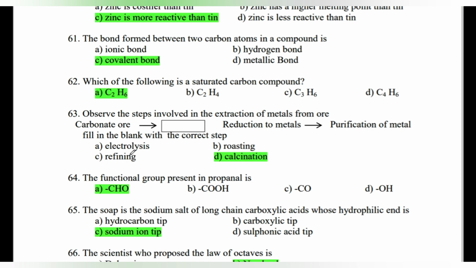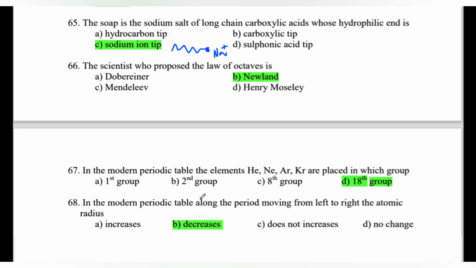Question number 65. The soap is the sodium salt of long chain carboxylic acid whose hydrophilic end is. The hydrophilic end of soap is sodium ion. Therefore the correct answer is option C, sodium ion. One is the hydrophobic end and the other is the hydrophilic end. The hydrophilic end is sodium ion.